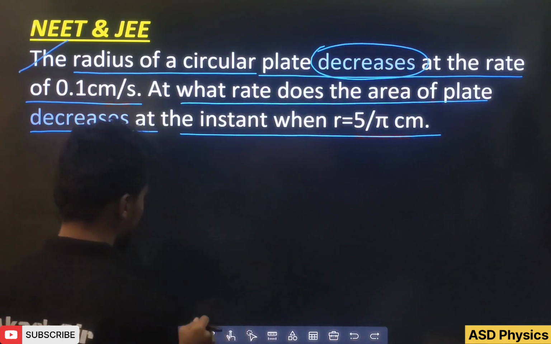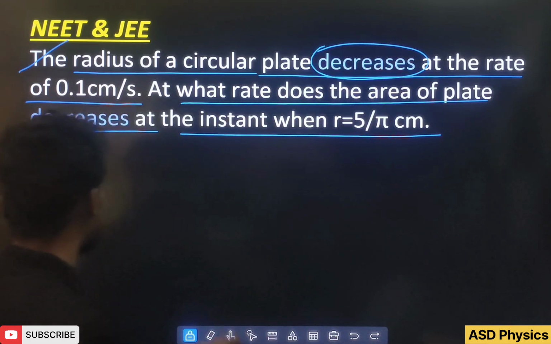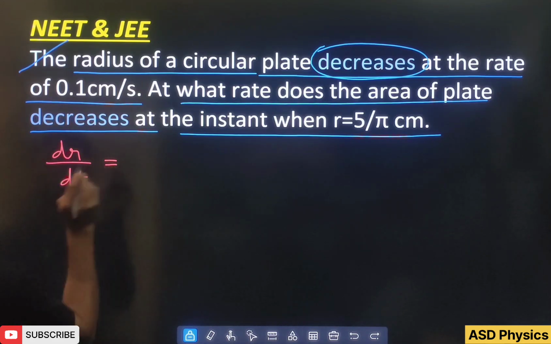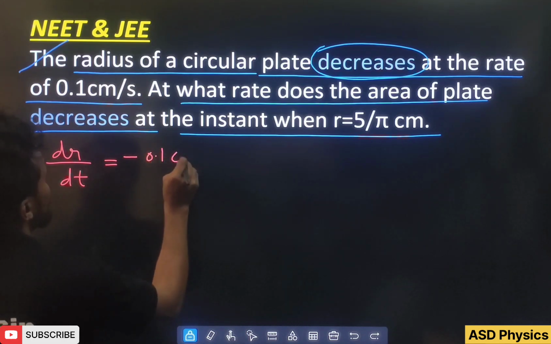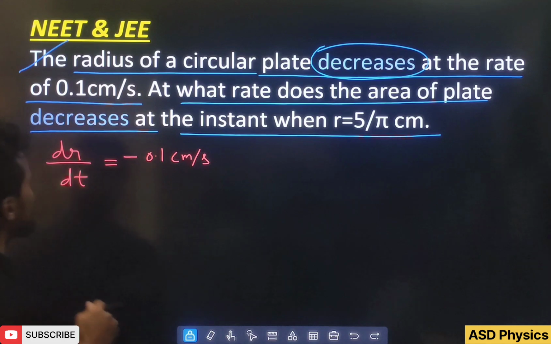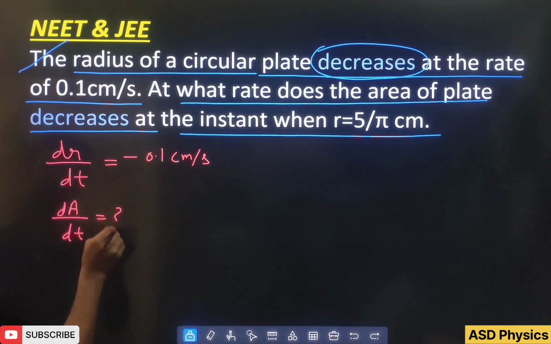The radius is decreasing. That means the change of the radius with respect to time will be negative. I will write here dr by dt, the rate of change of radius, decreases, that means minus 0.1 centimeter per second. Increases means plus, decreases means minus. After that, what are they asking here? They are asking for the area change. So they are asking dA by dt.